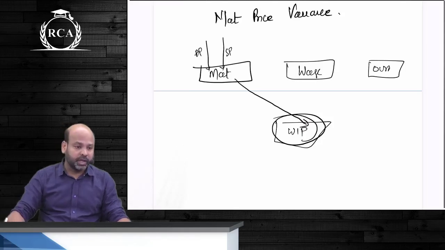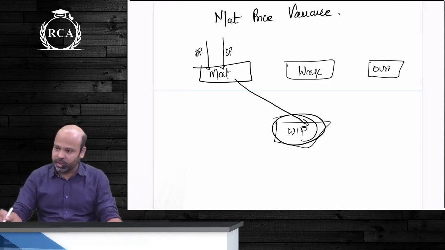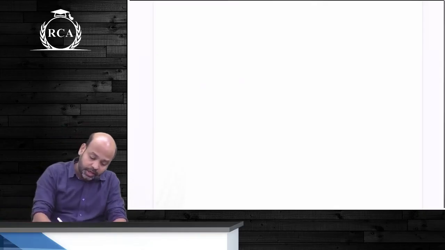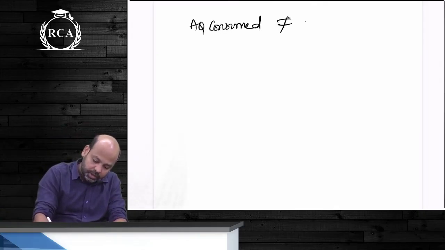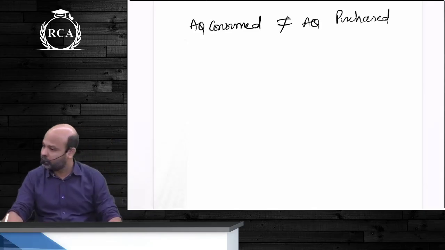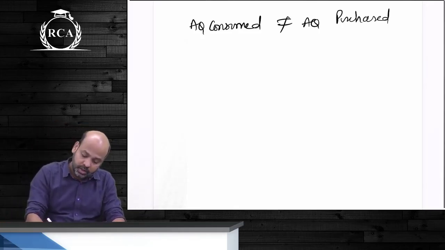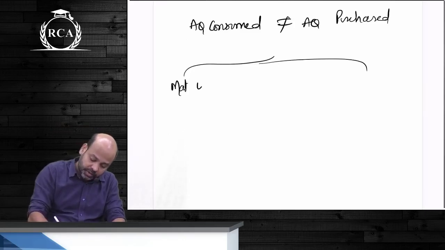Material price variance will be computed preferably on the basis of purchases. Do you have that option for material usage variance? No. Material usage variance is always and only on the basis of consumption. So if AQ consumed is not equal to AQ purchased, that is, actual quantity consumed is not equal to actual quantity purchased, is that better? Material price variance and usage variance.